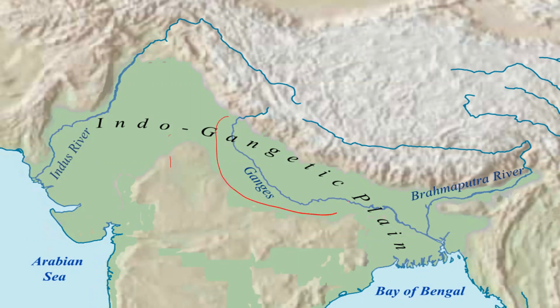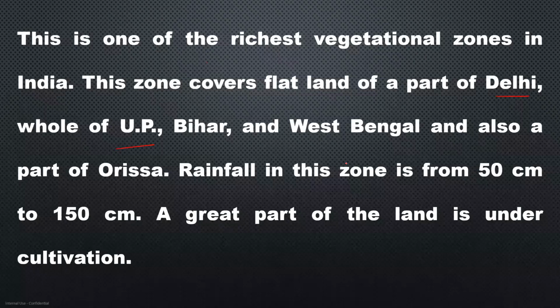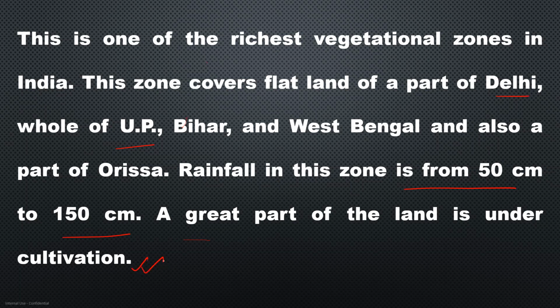See, this part, whole of UP, Bihar and West Bengal, and also parts of Orissa. Rainfall in this zone is from 50 centimeters to 150 centimeters. A great part of the land is under cultivation. This land is known for growing crops.